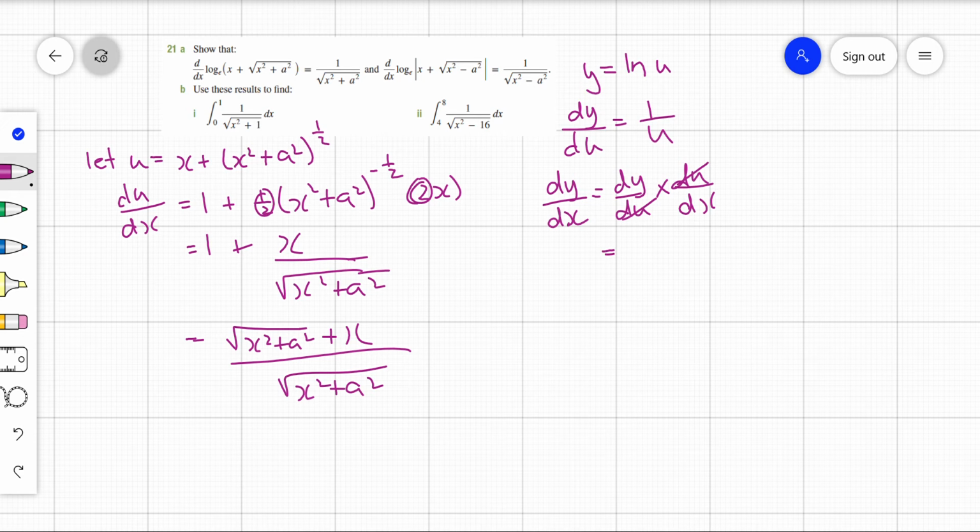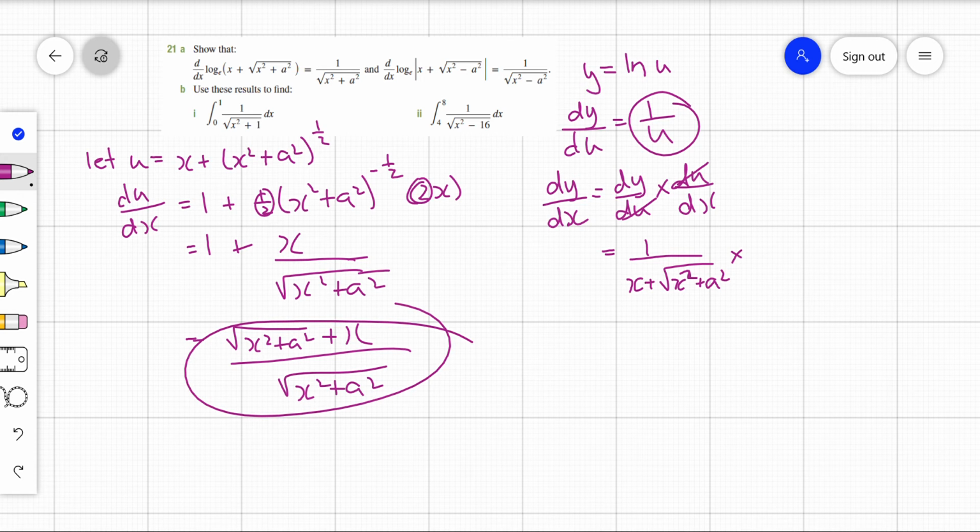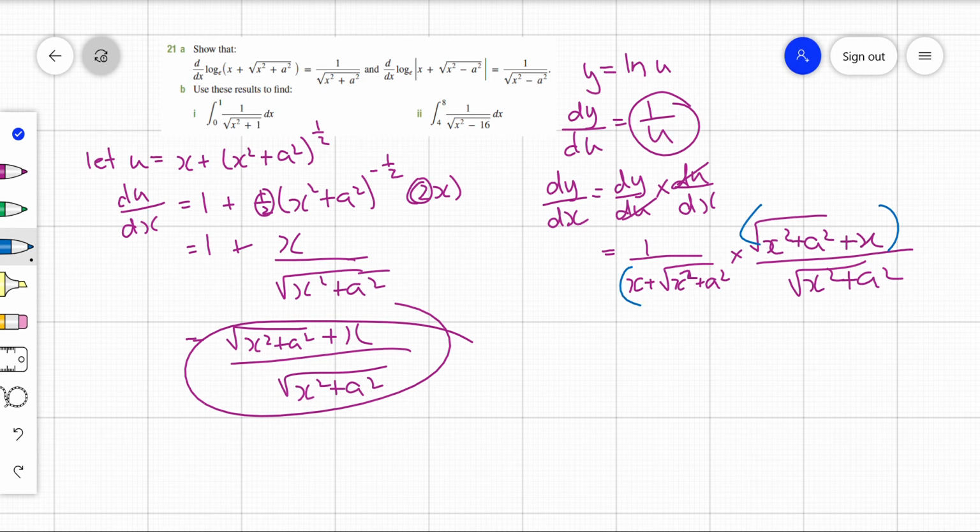So we have our 1 on u, u being x plus square root x squared plus a squared. That's our 1 on u, and we're multiplying it by our du dx. So we've got square root of x squared plus a squared plus x all over the square root of x squared plus a squared. And you can see there that this and this are exactly the same, even though I've written in a different order. So they cancel, and all I've got left is 1 on the square root of x squared plus a squared, which is what we were looking for.